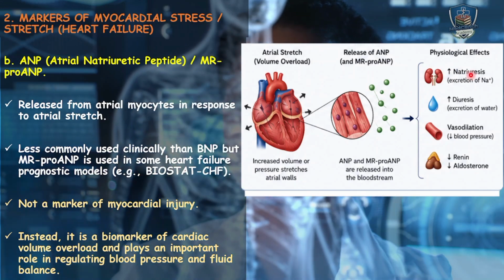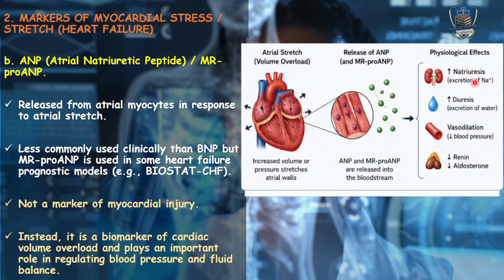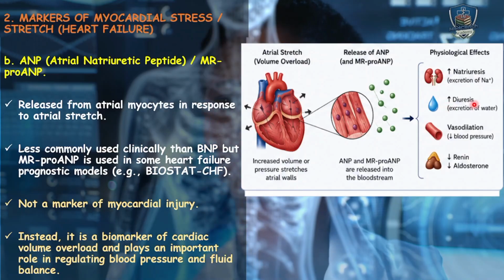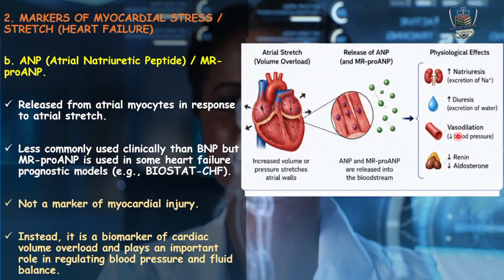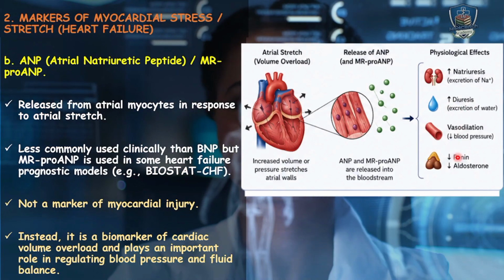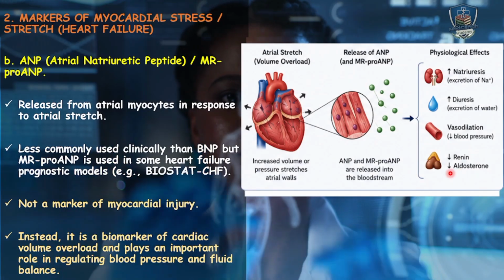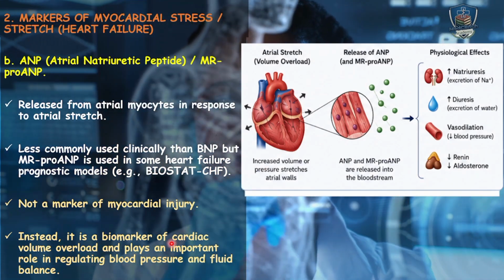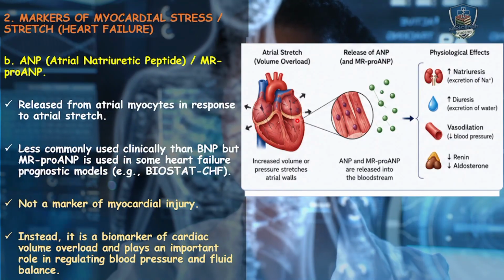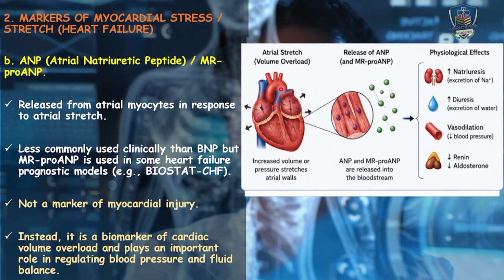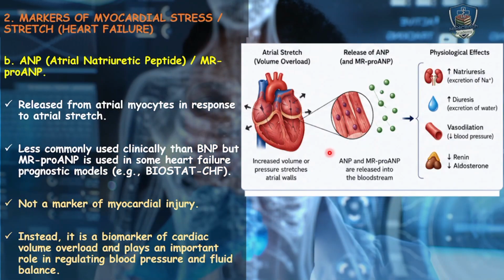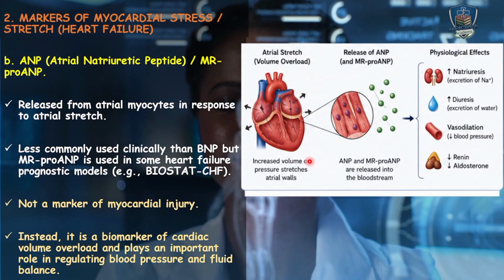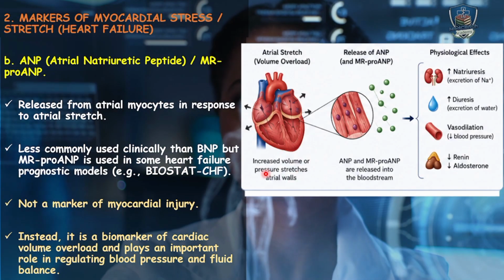Number one, it will lead to natriuresis. It will excrete sodium ions. It will lead to excretion of water. It may lead to vasodilation, and it may also decrease renin production or aldosterone production. All this aims to relieve the atrial stretch, to reduce the volume overload, to reduce the blood pressure. So that's why this marker tends to be released. It actually helps the body to reduce the pressure.